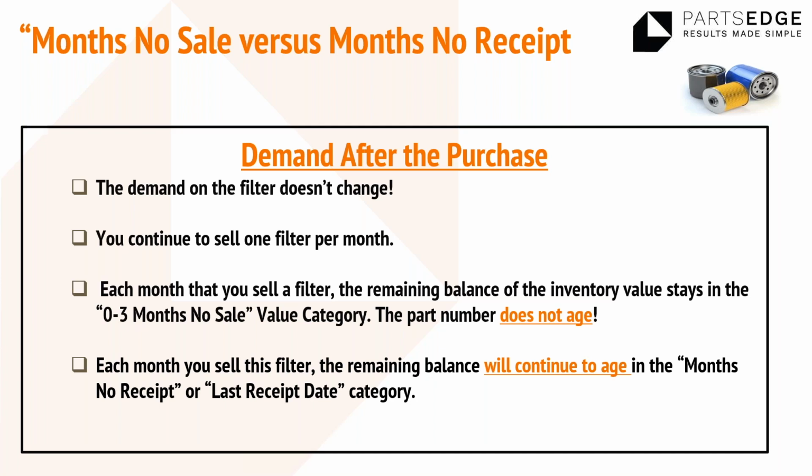You sell one in the first month, you've got 59 left, you run your month-end report, and the balance of the remaining 59 will always stay in the 0 months no sale. You sell second month, third month, fourth month, fifth month, you've got 55 left. Remember, those 55 will always stay in the 0 months no sale category because you at least sold one in the current month. But on the other side of the spectrum, each month you sell this filter, the remaining balance will continue to age in the months no receipt, or the last receipt date category with some of these DMS systems.